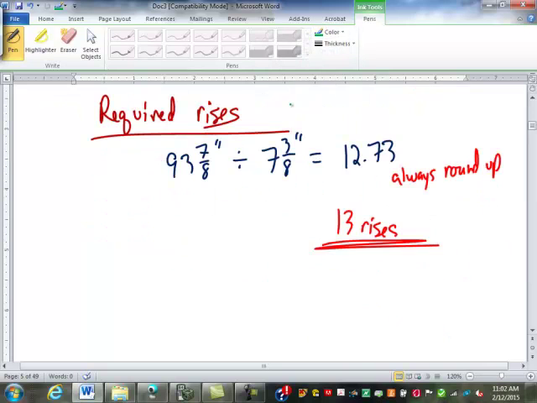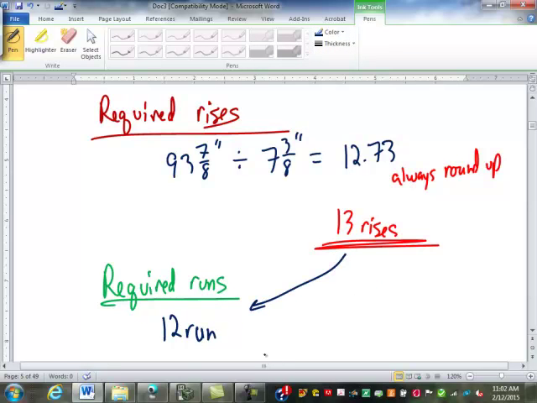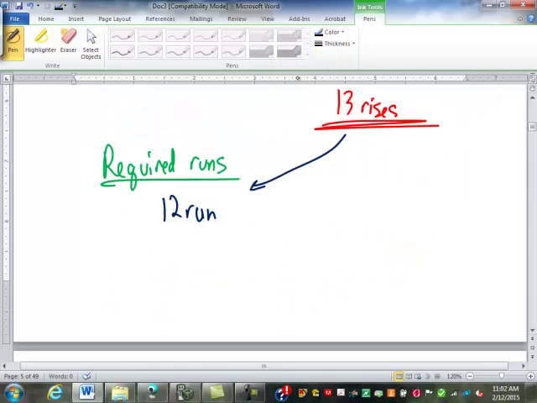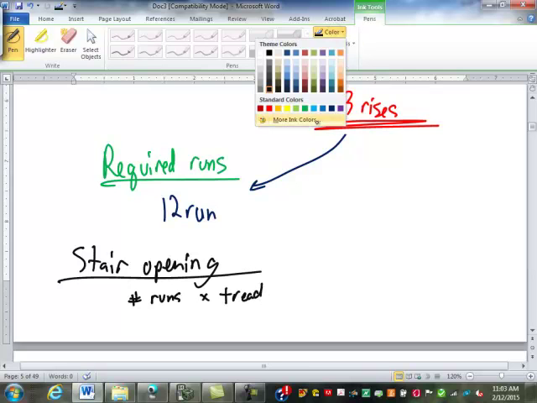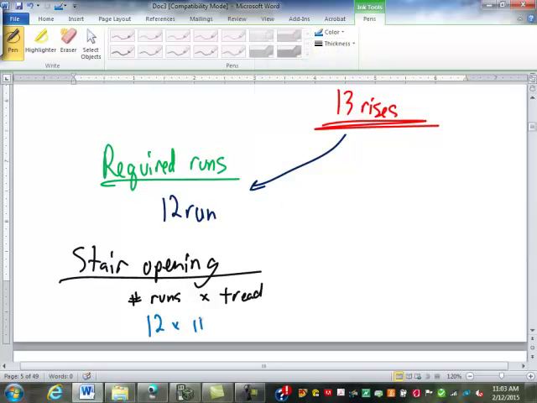Next step, required runs. If we need 13 rises, how many runs do we need? 12 runs. Very good. Always one less than the number of rises. Finally, stair opening. The stair opening is the required number of runs times the tread width, the unit run. So we have 12 runs times 11 inches is 132 inches. Otherwise known as exactly an 11-foot stair opening.